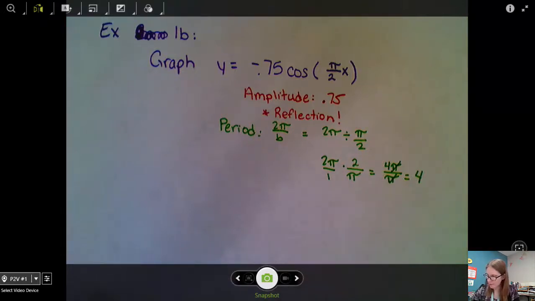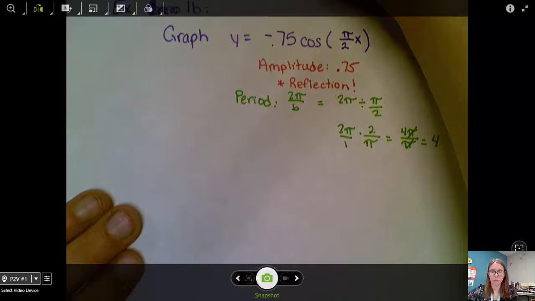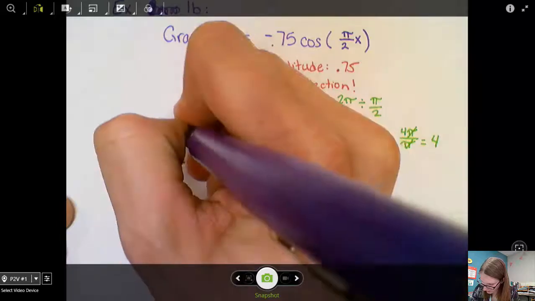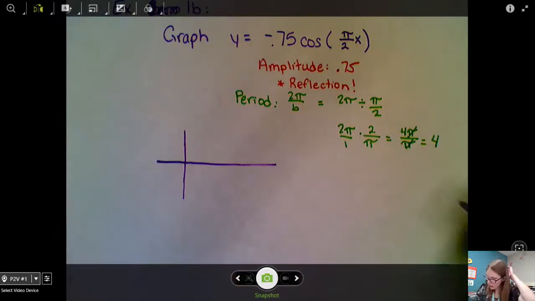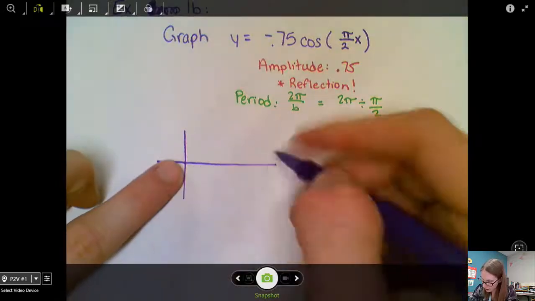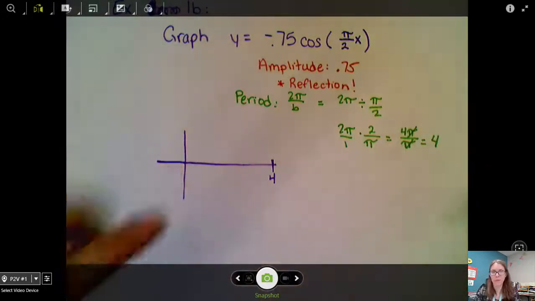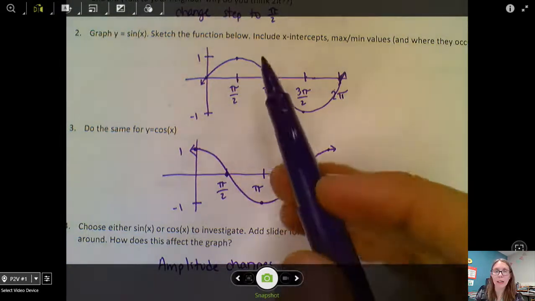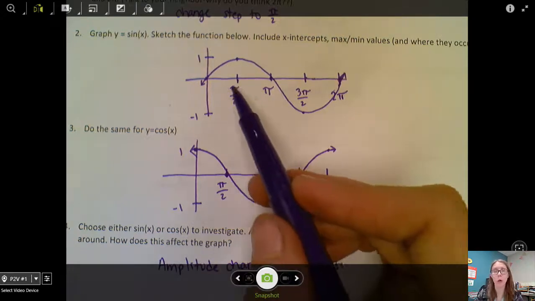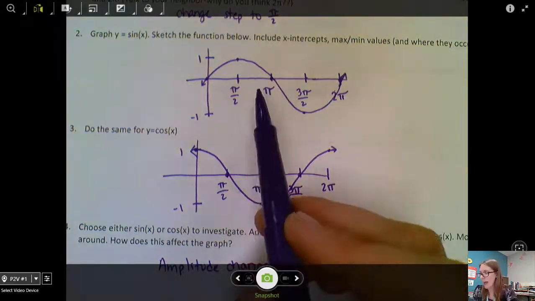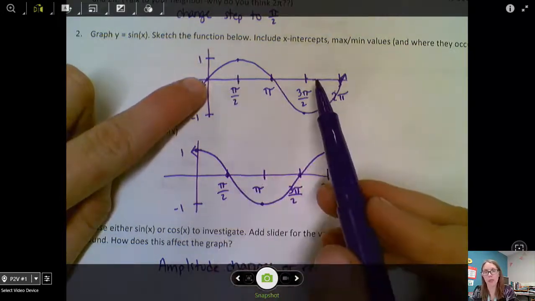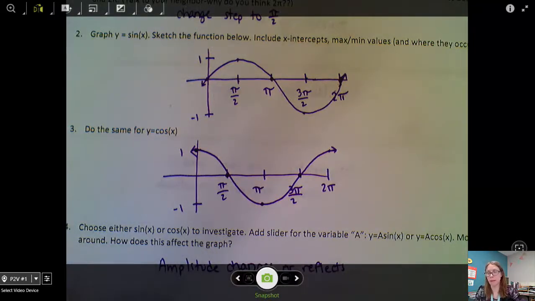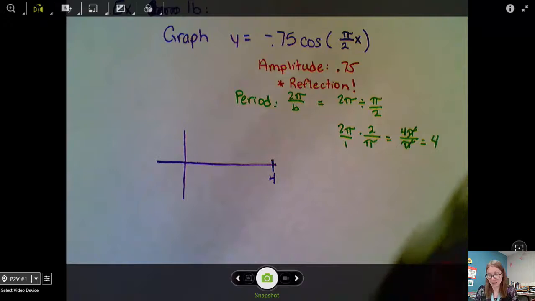So let's start our graph. Let's look at what we have here. I'm going to draw my x-axis and my y-axis. We know the period is 4, so out a little ways, that's the period. Keep in mind with our sine and cosine functions, all of our key features, all of our key points happen at these quarter points. Okay, so halfway through, and then 1/4 of the way through, and 3/4 of the way through are all of our major points. That's our x-intercepts, that's our maximums and our minimums.